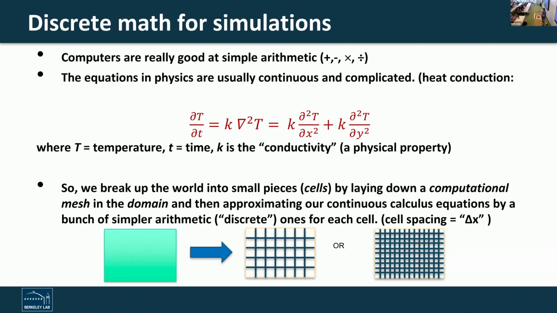So the question is, how do we actually solve systems of equations on a computer? Some of you may know this, some of you may not, because everyone has varying levels of background. So I'm going to talk about this a little bit.